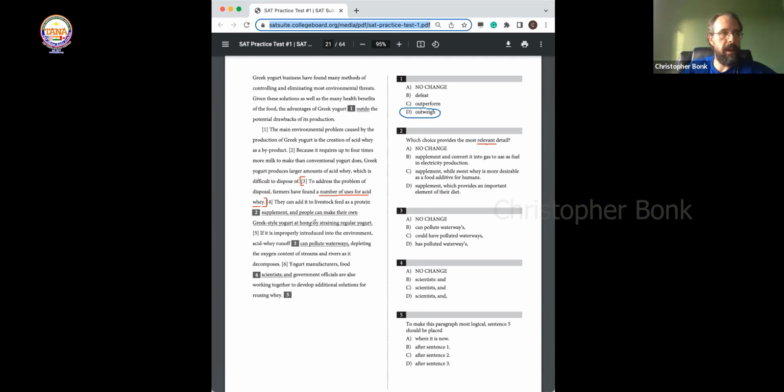And so let's see what happens. With choice A, it starts off with livestock feed, a protein supplement. No matter what, that's going to be the first use for all 4 of our choices. Then the second part talks about making Greek yogurt at home.